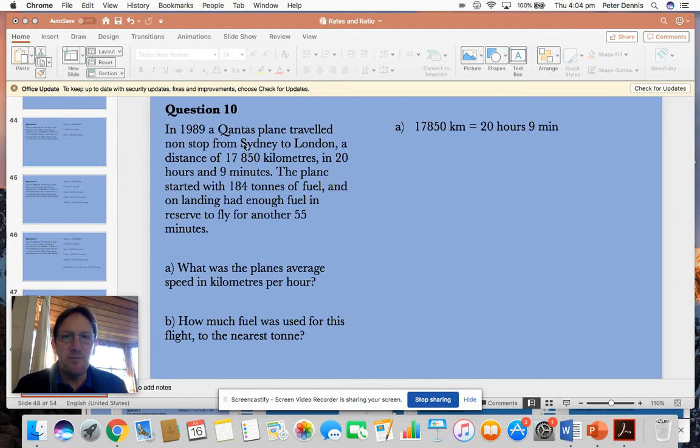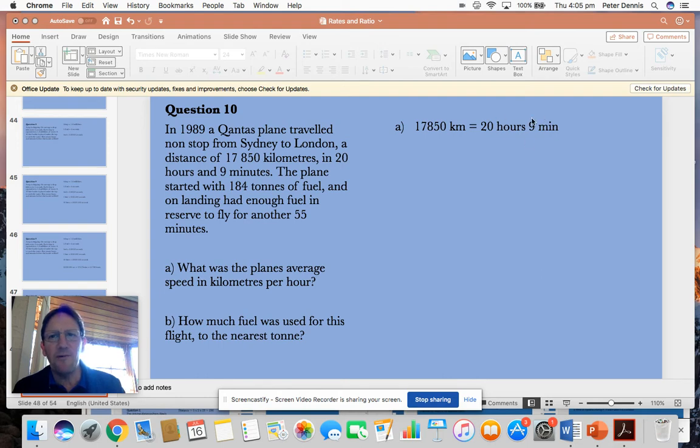So it basically went 17,850 kilometres in 20 hours and 9 minutes. So we want to know how many kilometres it went in 1 hour. So the hard thing here is this is 20 hours and 9 minutes. If it was 20 hours, it would be easy. You just divide this by 20. If it was 5 hours, you divide this by 5. If it was 10.2 hours, we divide this by 10.2.